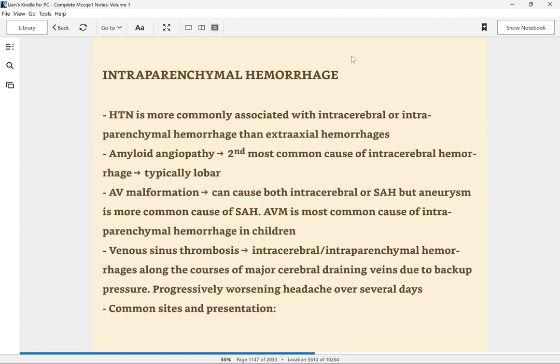Venous sinus thrombosis causes intracerebral/intraparenchymal hemorrhages along the courses of major cerebral draining veins due to backup pressure. It presents with a progressively worsening headache over several days. Common sites and presentation follow.